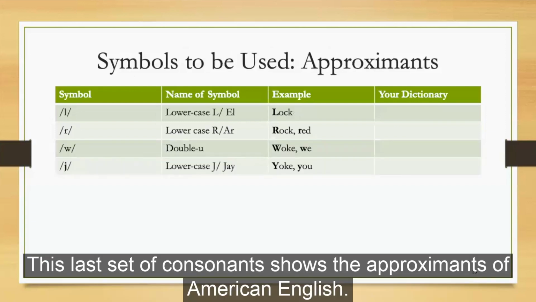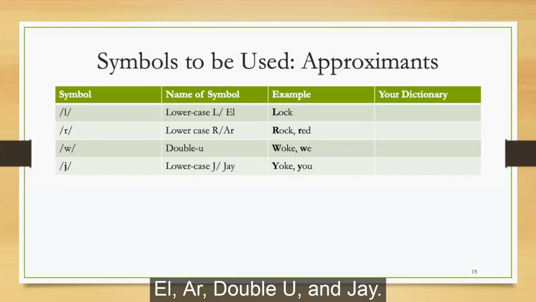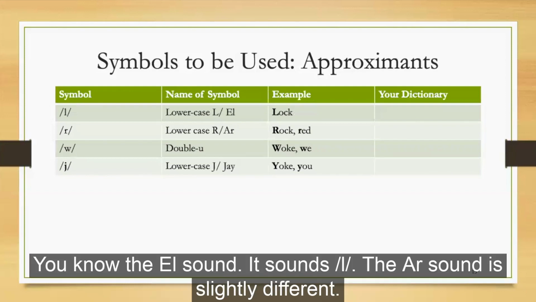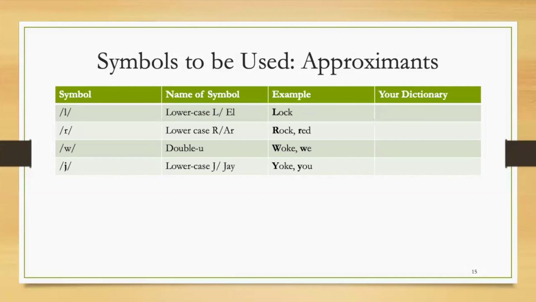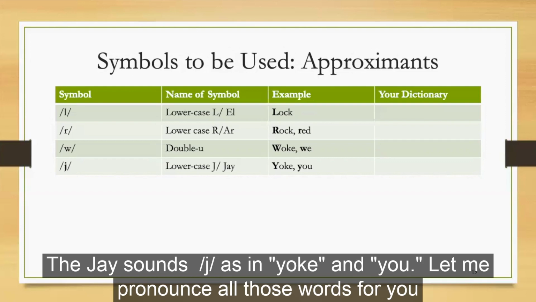This last set of consonants shows the approximants of American English: L, R, W, and J. You know the L sound. It sounds L. The R sound is slightly different. It sounds R as in rock or red. The W sounds W as in woke or we. The J sounds Y as in yoke and you.